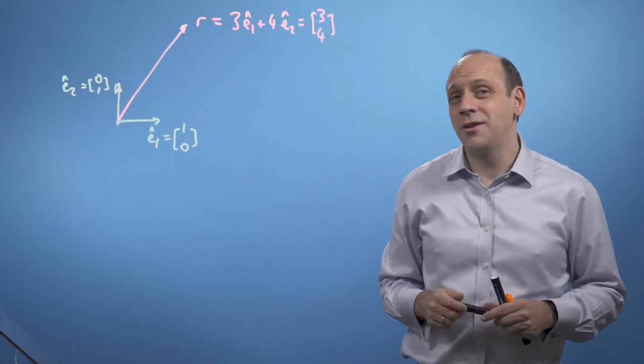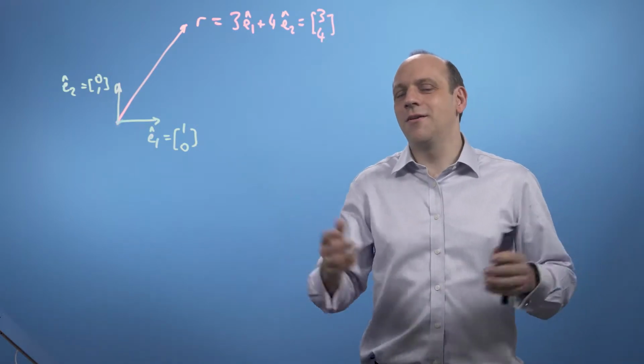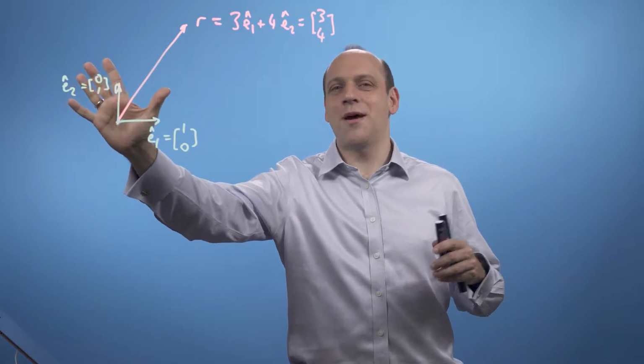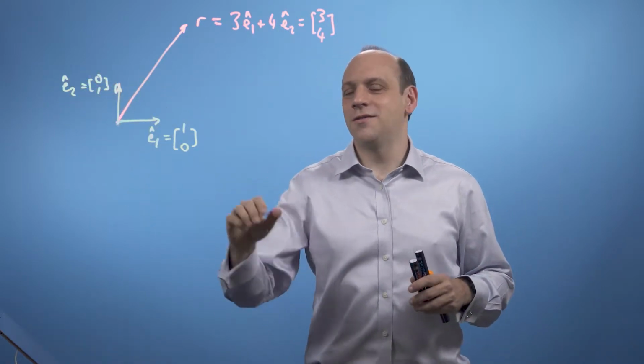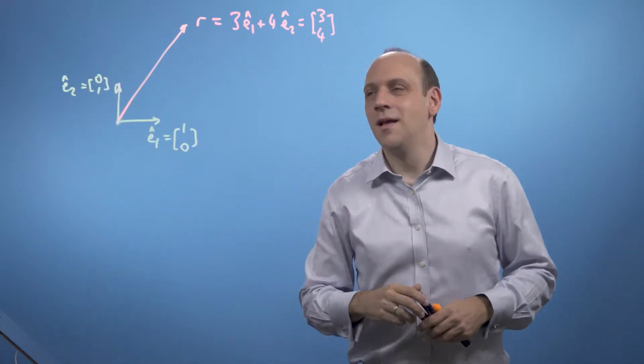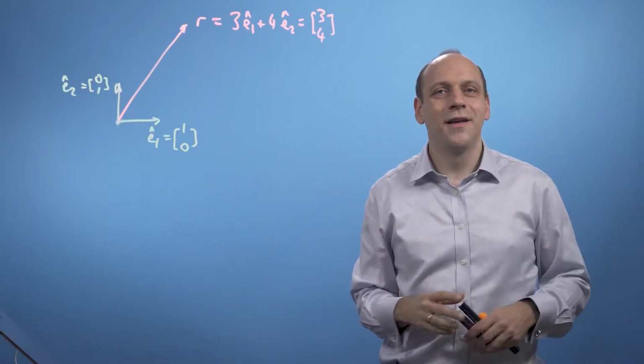But if you think about it, my choice of E1 hat and E2 hat here is kind of arbitrary. It depends entirely on the way I set up the coordinate system. There's no reason I couldn't have set up some coordinate system at some angle to that. Or even use vectors to define the axes that weren't even at 90 degrees to each other and were of different lengths. I could still have described R as being some sum of some vectors I used to define the space.